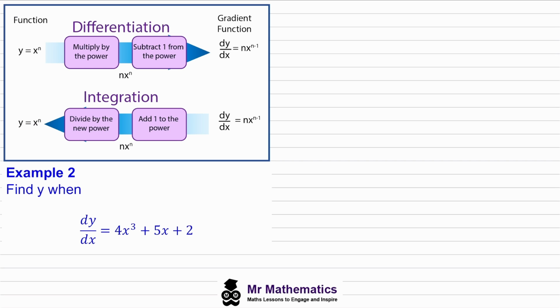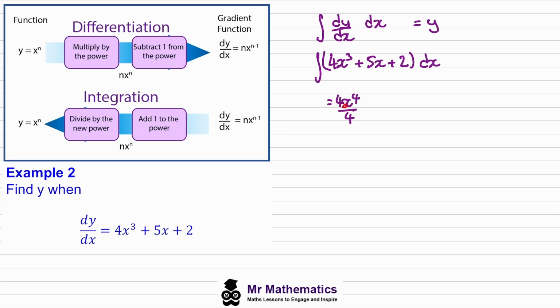Okay, so welcome back if you had a go. We need to find the integral of dy by dx with respect to x, because then the integral and the derivative will cancel, and we're left with y. So when we integrate the 4x cubed, we get 4x to the 4 over 4. When we integrate the 5x, we get 5x squared over 2. And when we integrate the 2, we get 2x. And we need to add on that constant.